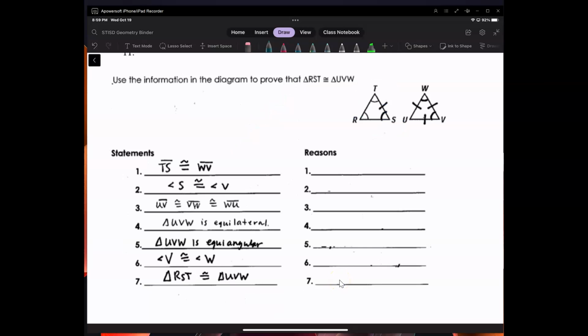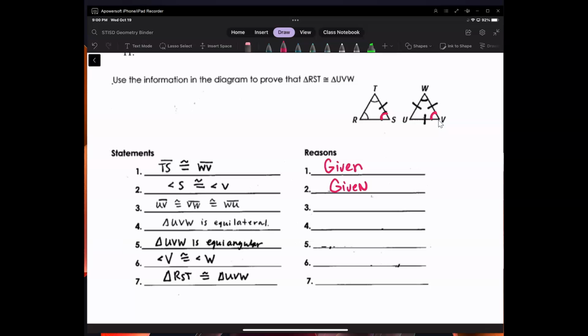This is a sort of different proof than the ones I've given you. We're going to go ahead and list the things that we know for sure. We do know that segment TS is congruent to segment WV. Why? Because of the marking, and it's also given, so I'm going to write given. What else is also given? Angle S is congruent to angle V. That's given. I think there are several things that are given.